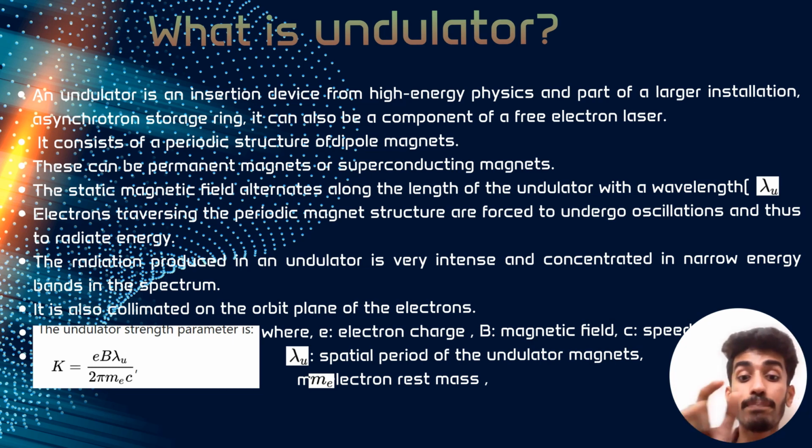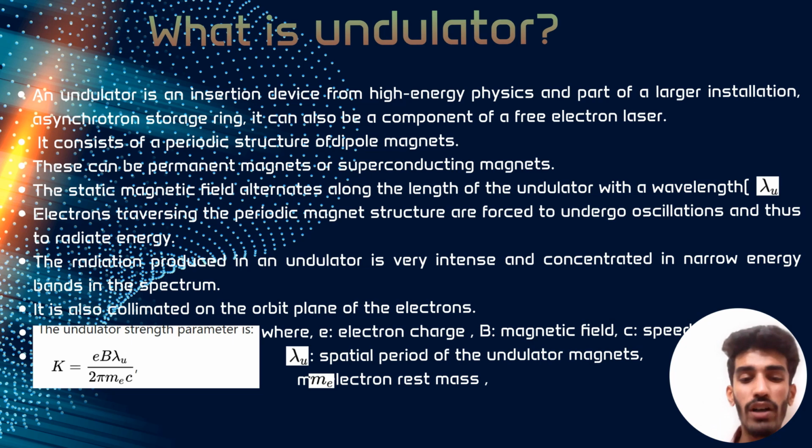Electrons traversing the periodic magnetic structure are forced to undergo oscillation and thus to radiate energy, because we know that an accelerated charged particle emits radiation. The radiation produced in an undulator is very intense and concentrated in narrow energy bands in the spectrum. It also collimates on the orbit plane of the electron.